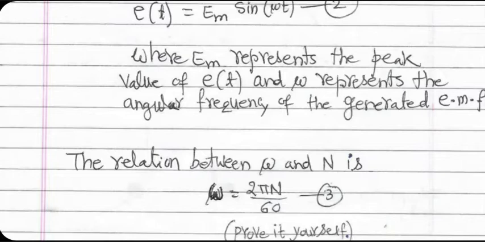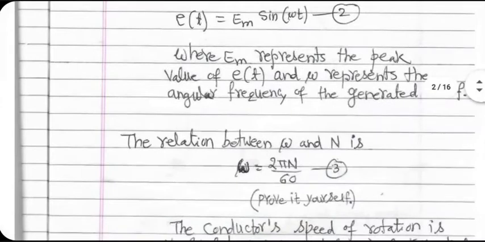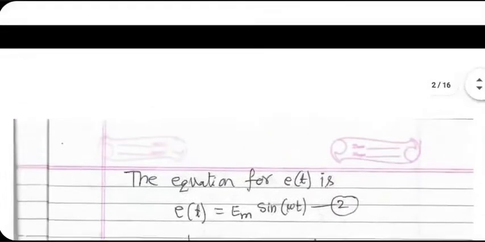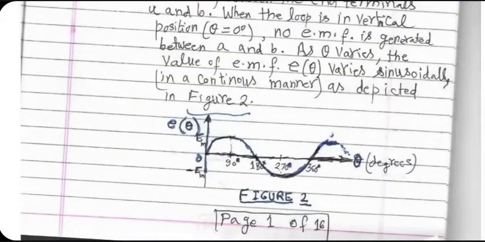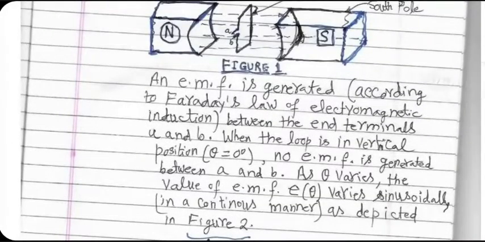Omega is related to capital N by this simple formula, which is based on common sense. Suppose number of revolutions per minute is 60. That means number of revolutions per second is 1. So omega will be simply 2 pi. If there is 1 revolution per second, you will see that the total angle through which the loop goes in that second is 2 pi, because it goes through 2 pi and comes back to the original position.